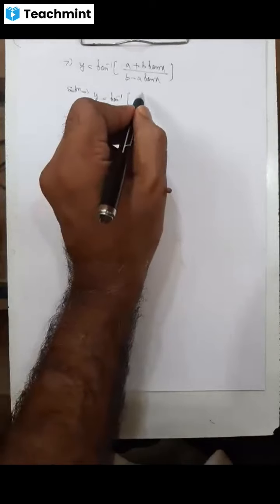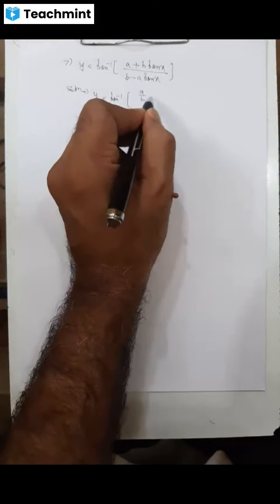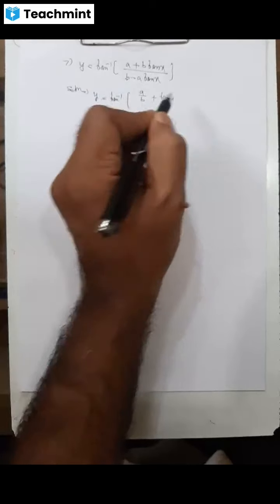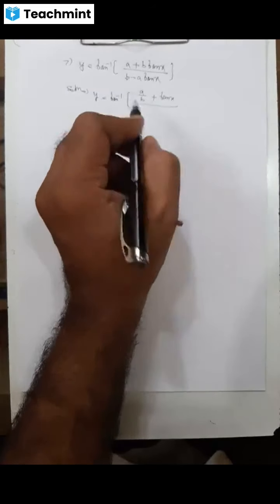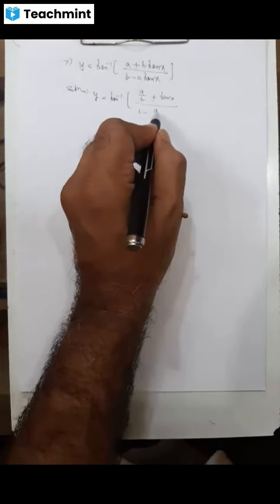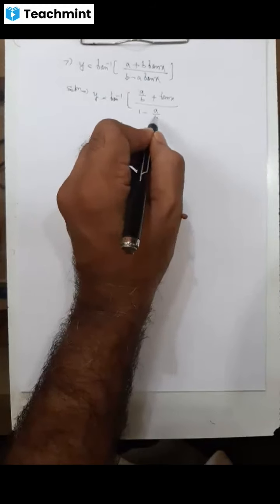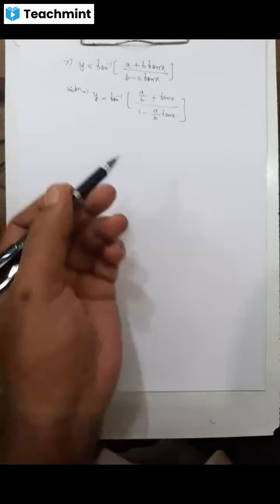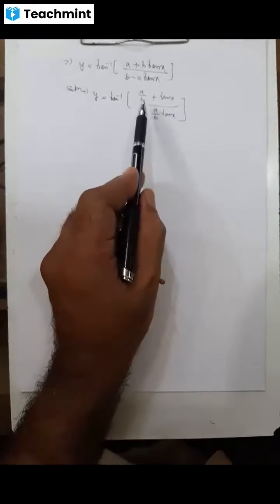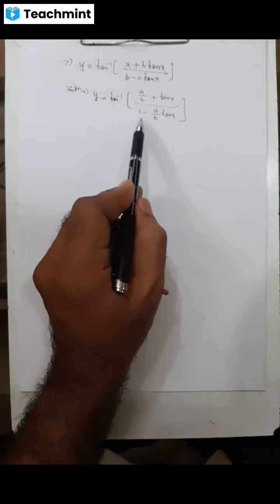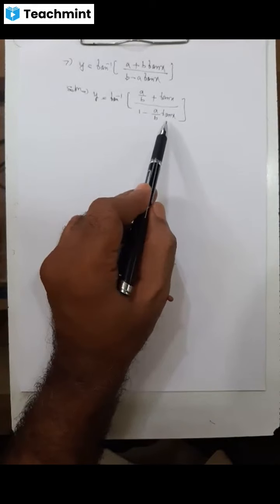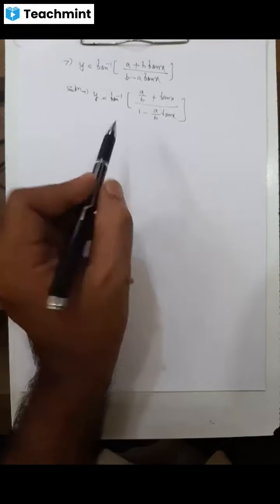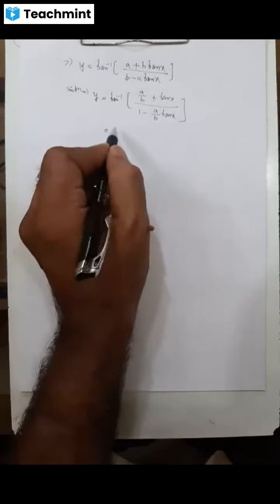So divide each term by b. First term, second term, b cancels, we get tan x, denominator b divided by b is 1 minus a upon b into tan x, and we get the standard form already. Tan inverse a plus b divided by 1 minus a into b. Directly we get the standard form. A means suppose the first term, b means suppose the second term, and directly apply the formula here.